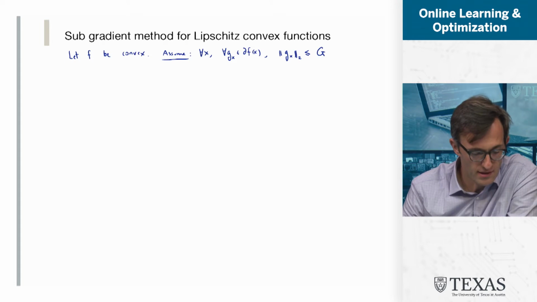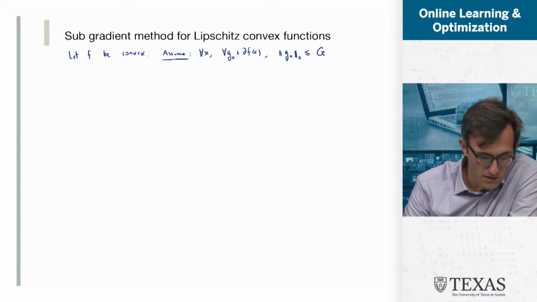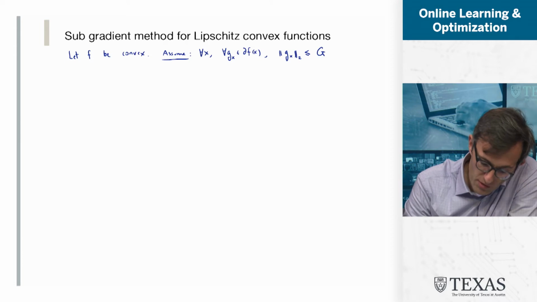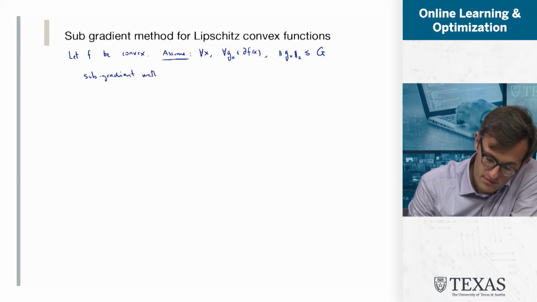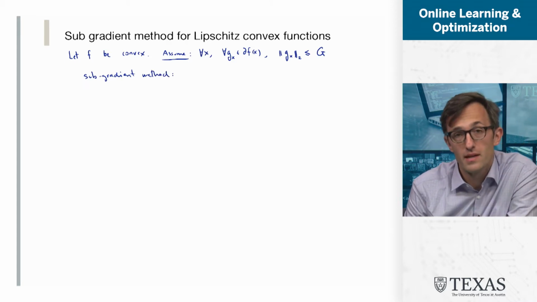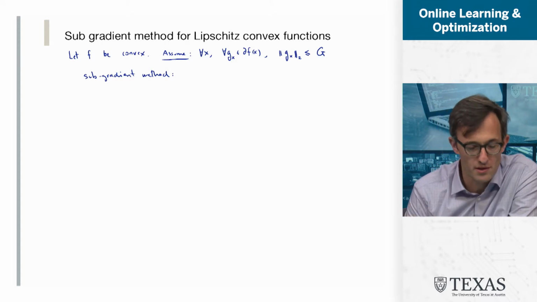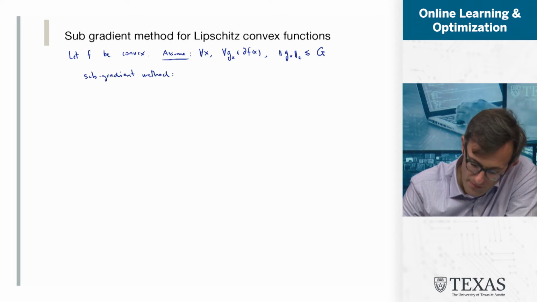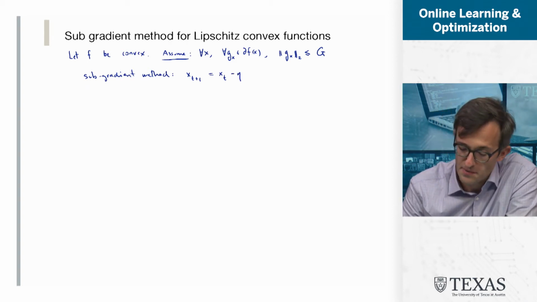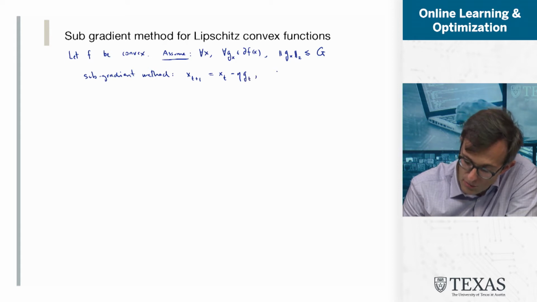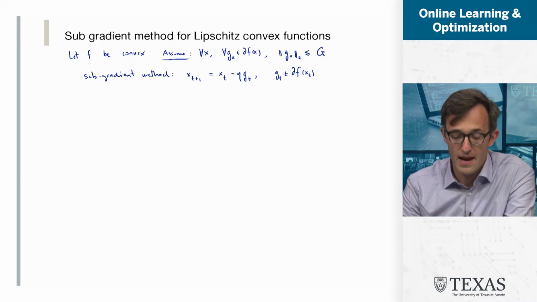So let's see what we can say. So what do we know? We're going to use the subgradient method. For now, we're going to leave the step size as arbitrary or undefined, and then we're going to see later what value we should choose. The subgradient method again says xt plus 1 is equal to xt minus this as of yet undefined step size times gt, where again gt is some element of the subdifferential of f at xt.